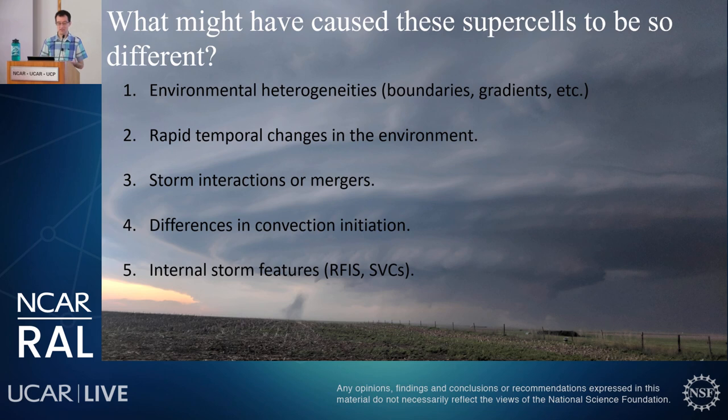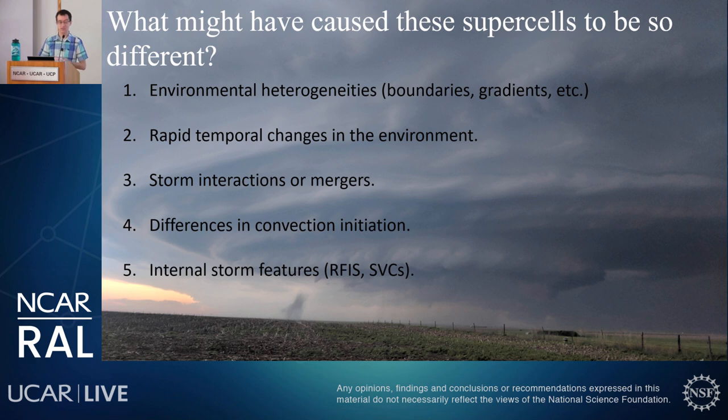The third one is storm interactions or mergers. Even if you have two identical storms close to each other, if one of them has a left mover crash into it and the other one doesn't, that's going to lead to differences. The fourth one is differences in convection initiation. This one's had some really cool work by Matt Flournoy, I think he's at SBC now, actually. He's done some neat work running simulations with different areas and intensities of convection initiation in the same environment. He was finding that stronger CI generally leads to supercells that will turn right faster and strengthen faster. So we're going to see if that is important in this case.